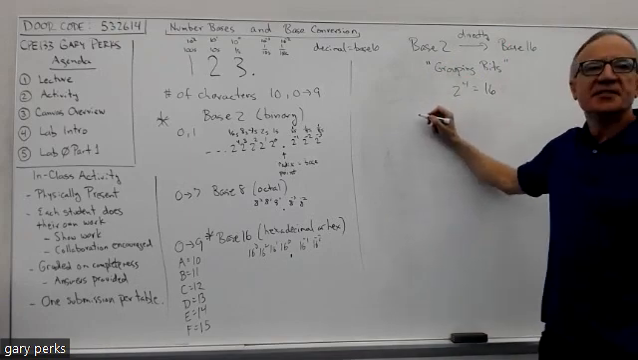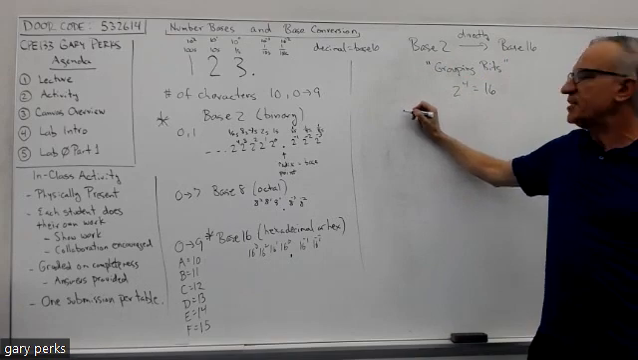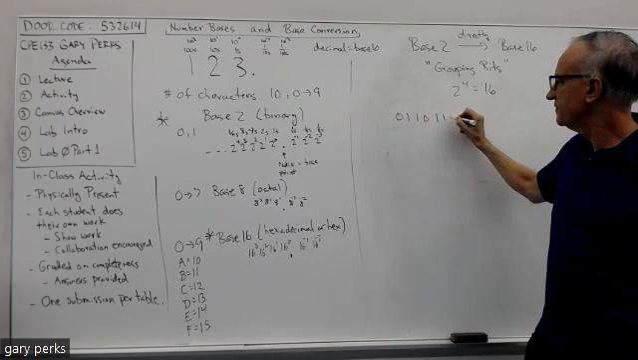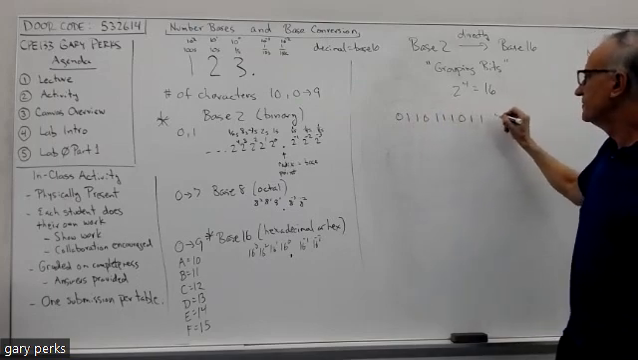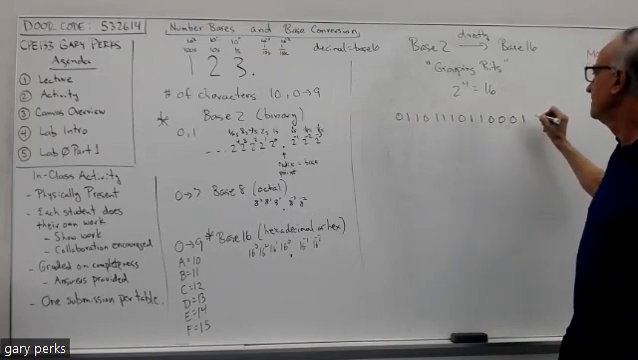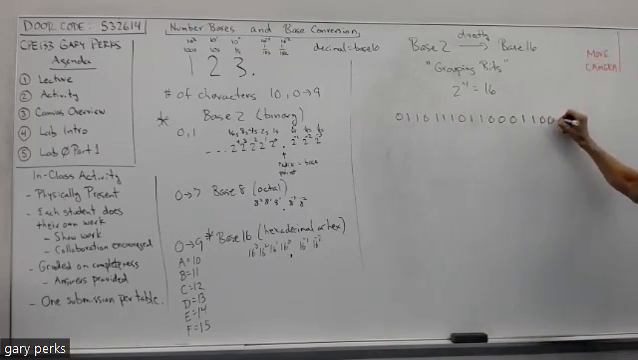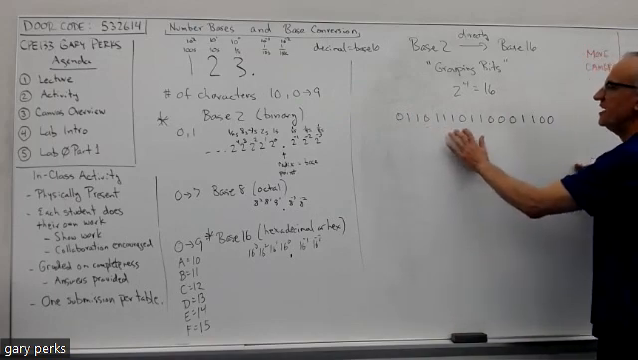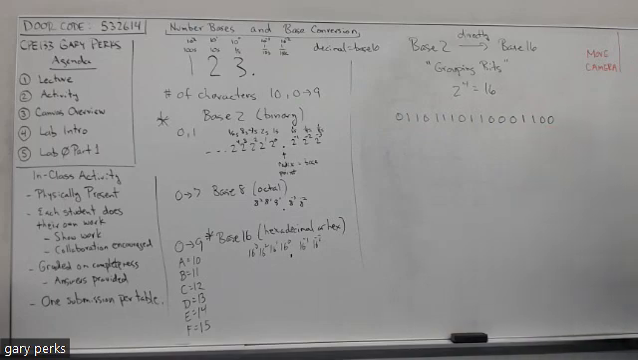So give me a binary number and make it a lot of bits. 0, 1, 1, 0, 1, 1, 1, 0, 1. More bits. 1. More. 0, 0, 0, 1, 1, 0, 0. All right, I think that's good. All right, so how many bits we got here? We got 2, 4, 6, 8, 10, 12, 14, 16, 17 bits.